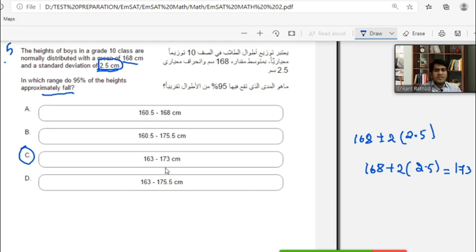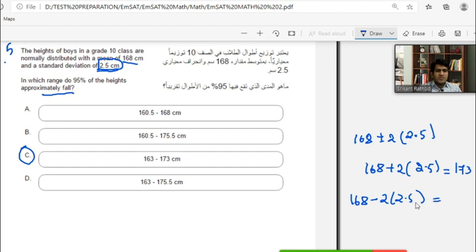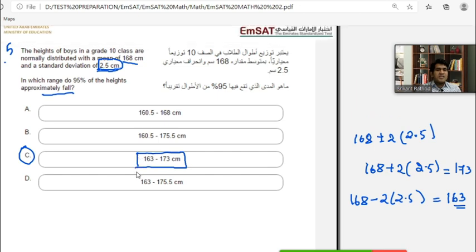But as we are not in an exam, we are just solving this. You can find the minimum by doing 168 minus 2 times 2.5. That is the same as 168 minus 5, which gives you 163. So this is the minimum of the range, 163, and the maximum is 173. This is where the 95% of the students' heights in the 10th class belong.